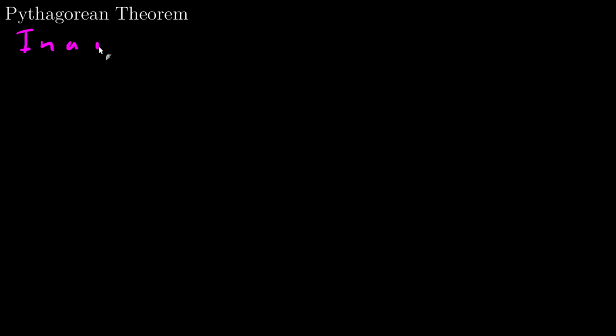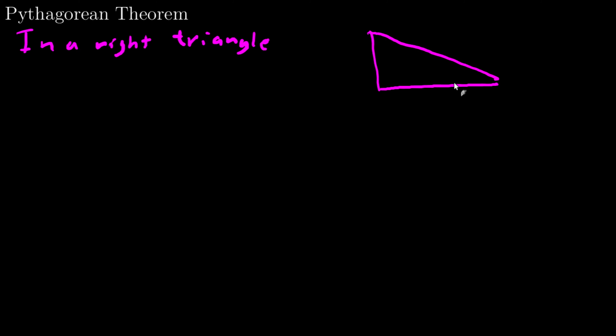In a right triangle, it has to be a right triangle. So I'm going to draw a little right triangle with a right angle there, with legs A and B. So the legs are the two shorter sides in the right triangle. They are also the sides that are adjacent to the right angle.